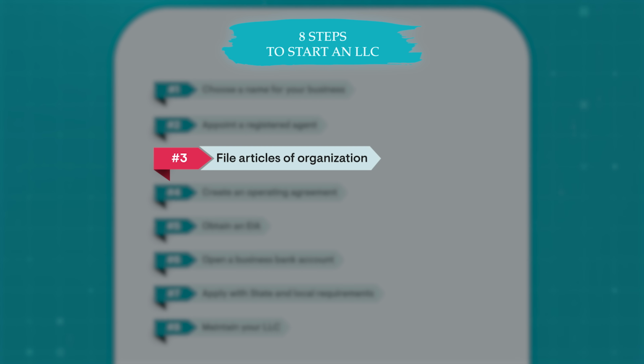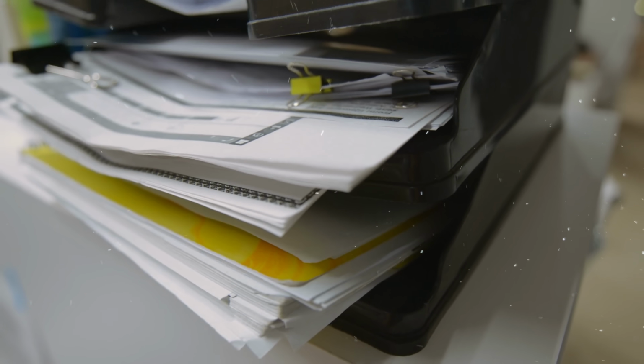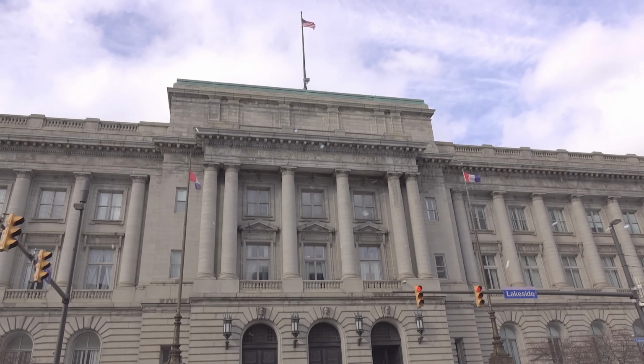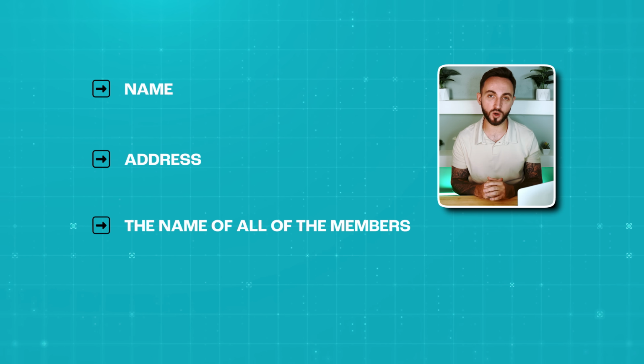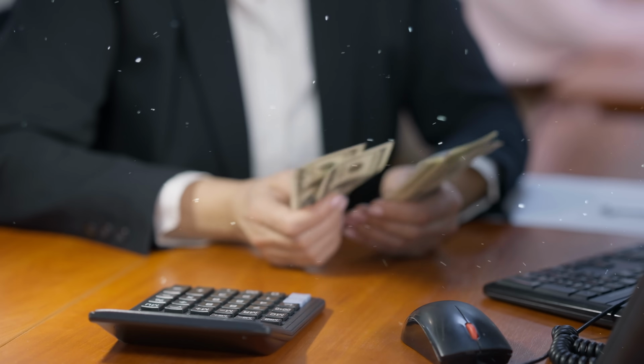Step 3 is to file the certificate of formation. Now, to officially form your LLC, you need to file a certificate of formation with the Texas Secretary of State. This document includes essential information about your LLC, such as its name, address, and the names of all of the members. You'll need to pay a filing fee, so make sure to check the current amount required in Texas.